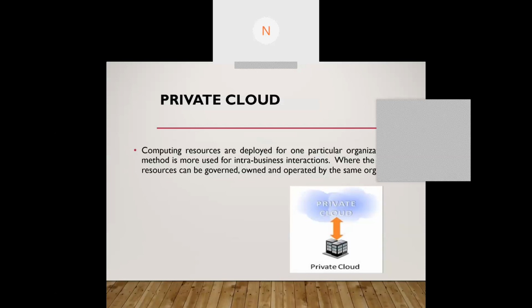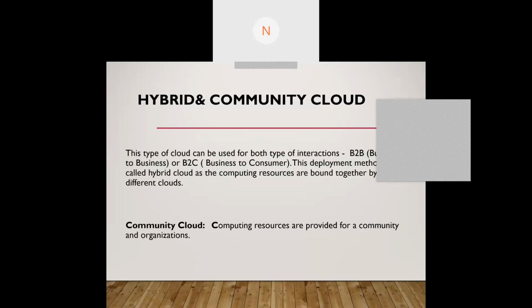For example, like I said, IBM users will be able to access only the IBM cloud, and an employee from, say, Google will not be able to access this particular IBM cloud. So that's why it's called a dedicated cloud. We also have something called a hybrid cloud and a community cloud.